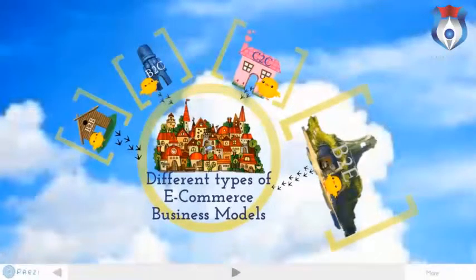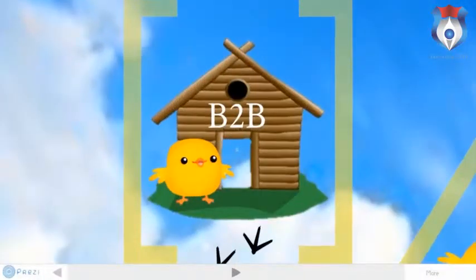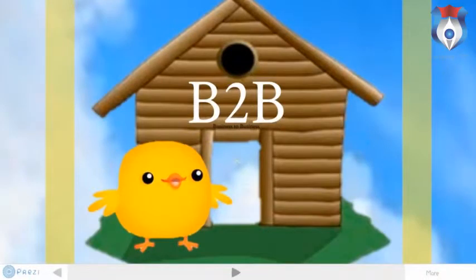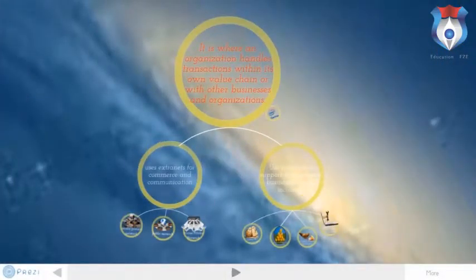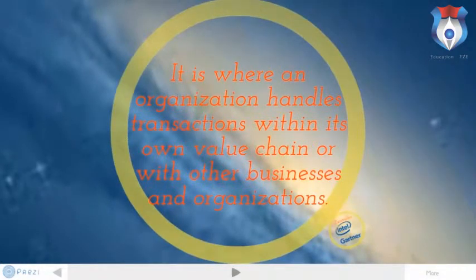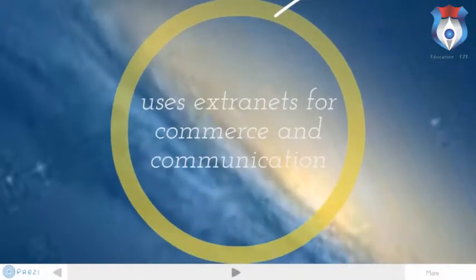There are four basic models of e-commerce. The first one is B2B, which is business-to-business e-commerce. B2B is where an organization handles transactions within its own value chain or with other businesses and organizations. The B2B company uses extranets for commerce and communication.